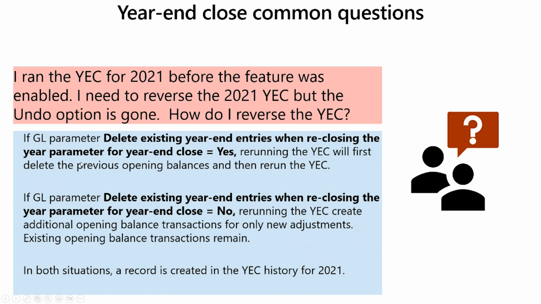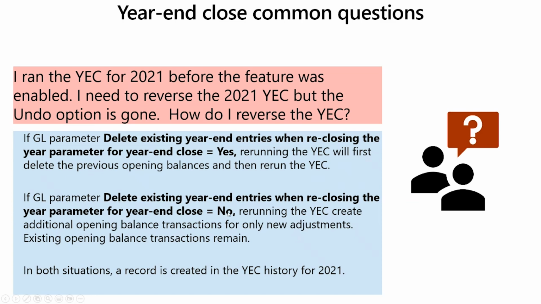When you rerun the year-end close, we look at this GL parameter called delete existing year-end close entries when reclosing the year. If that parameter is set to yes, it will fully delete the previous year-end close opening balances and rerun the year-end close. When that's complete, you will now see a record in the new UI that represents the year-end close for the fiscal year 2021.